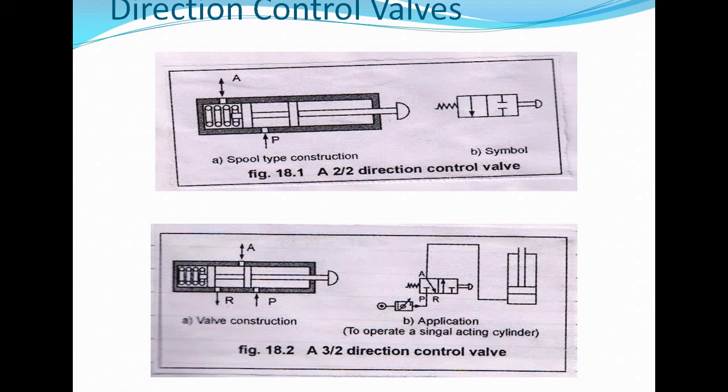Now in the other figure you can see a 3x2 DC valve. So we will be having 3 ports A, R and P and 2 positions. In the symbol you can see these are the 2 positions. First position is mentioned here, this is the second position. And this is how this 3x2 DC valve is connected to an actuating cylinder, a single acting cylinder.